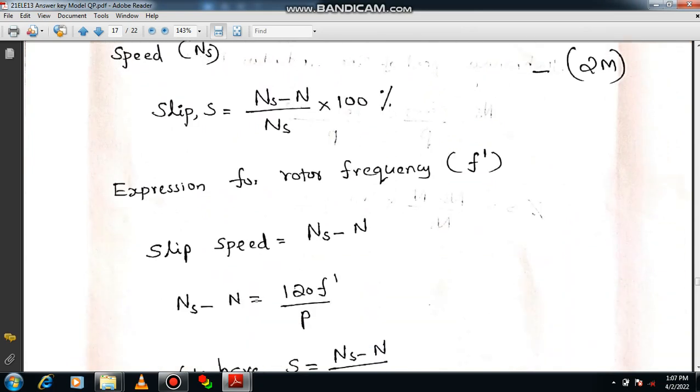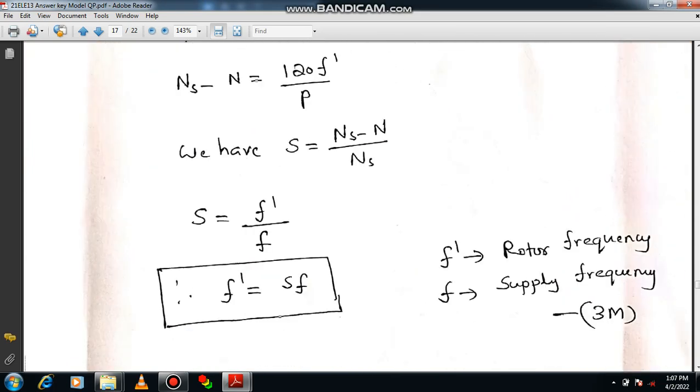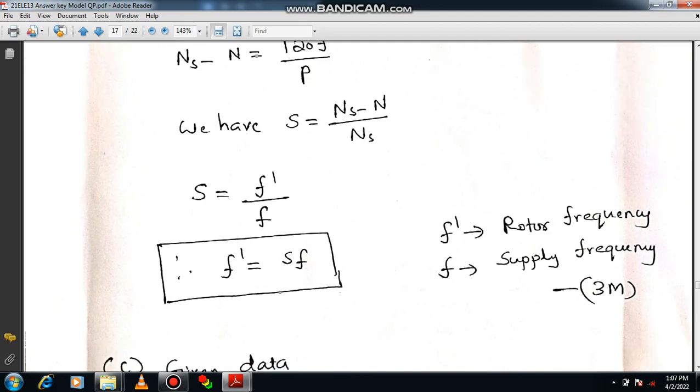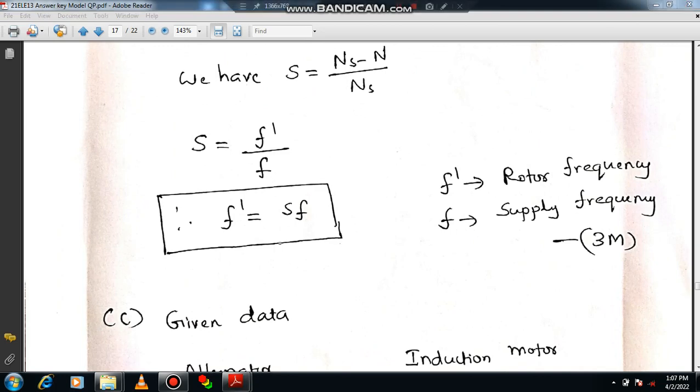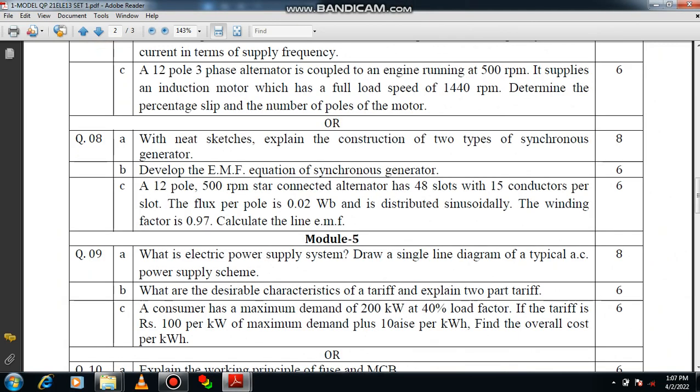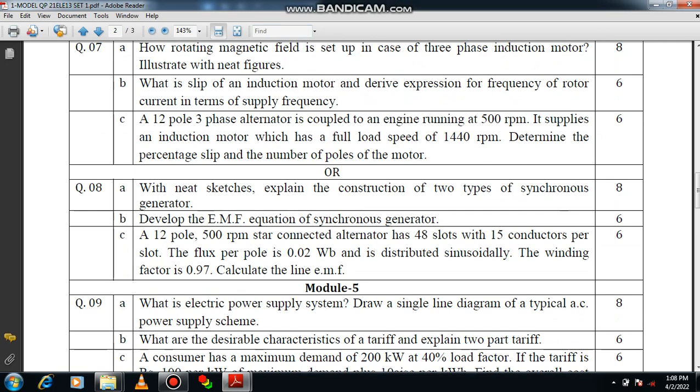Then you have to derive the expression for rotor frequency. Ultimately you should get f dash is equal to s into f, where s is the slip and f is the supply frequency, that you are expected to make out. If you know the slip equation, synchronous speed, and how to calculate frequency, question number 7C can be easily computed. So you have to complete that particular answer.